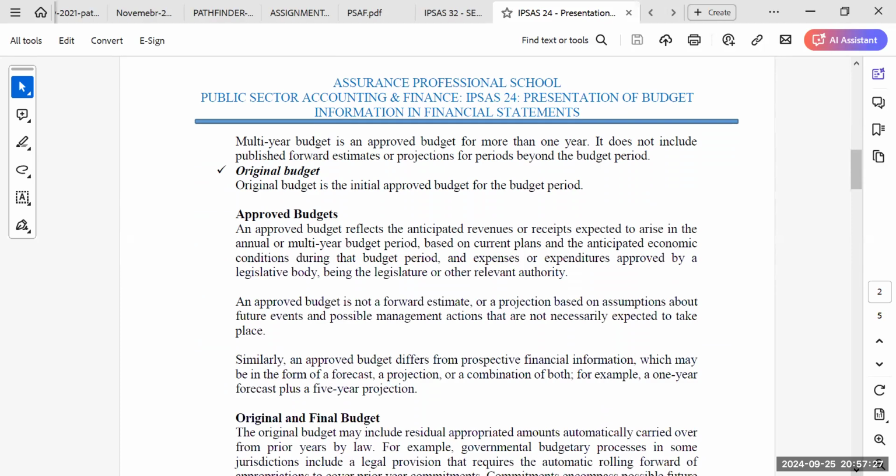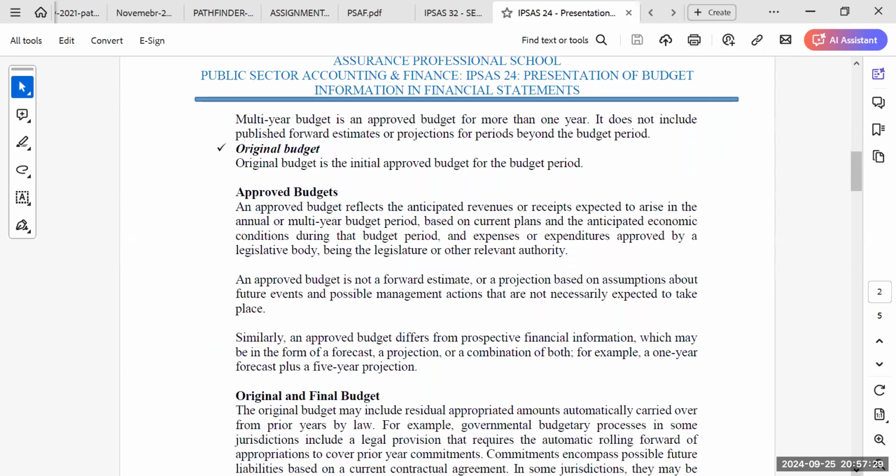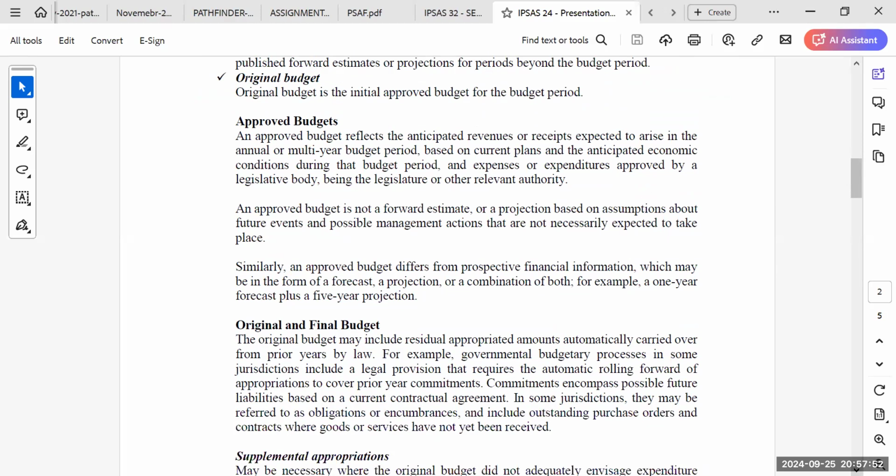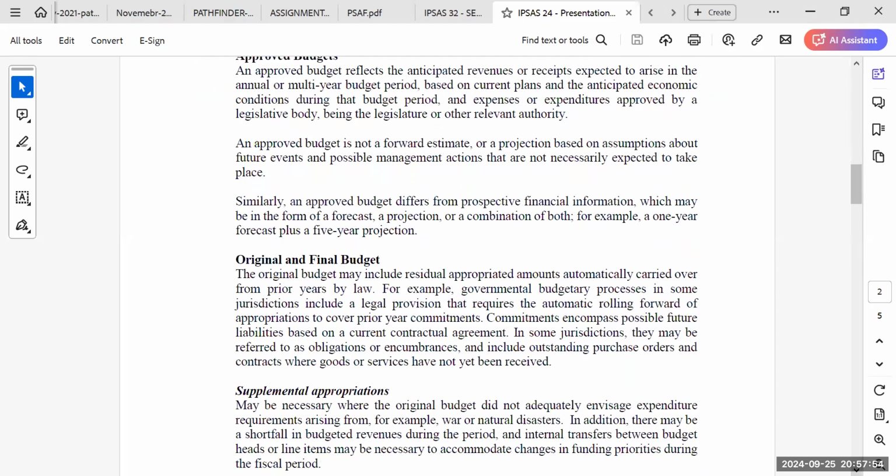Okay. So we are going to be taking some of them one by one also. Let's come to the approved budget. An approved budget reflects the anticipated revenue or receipts expected to arise in the period, or whatever they are going to be talking about. So the budget that has been approved by the parliament is what we call the approved budget. Okay, approved budget. Let's come to original and the final budget.